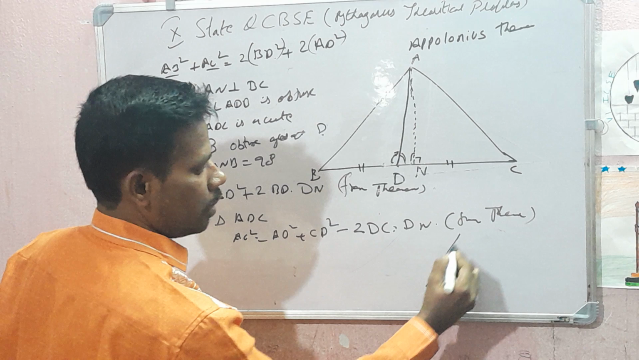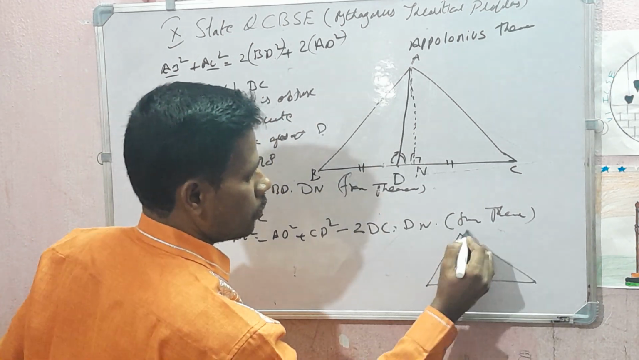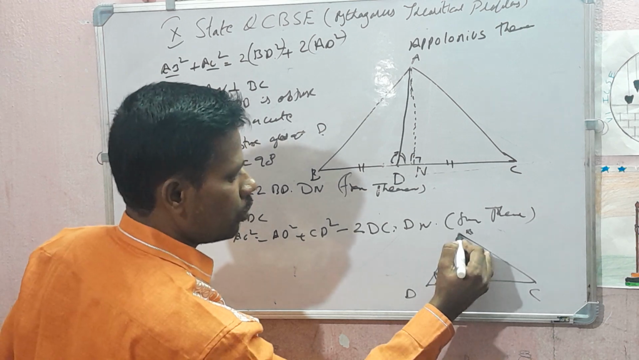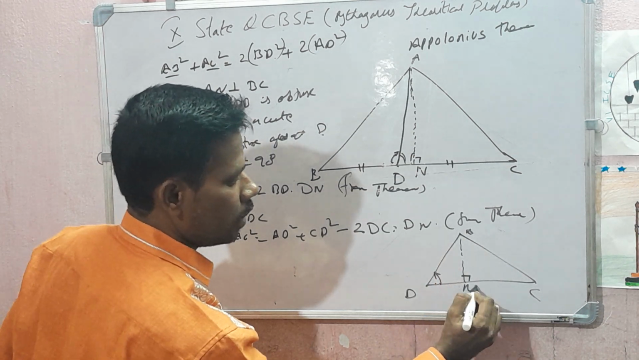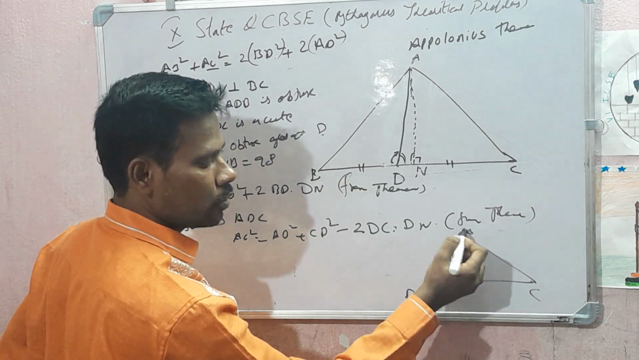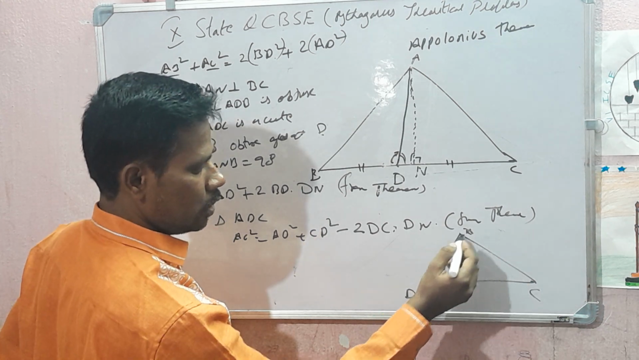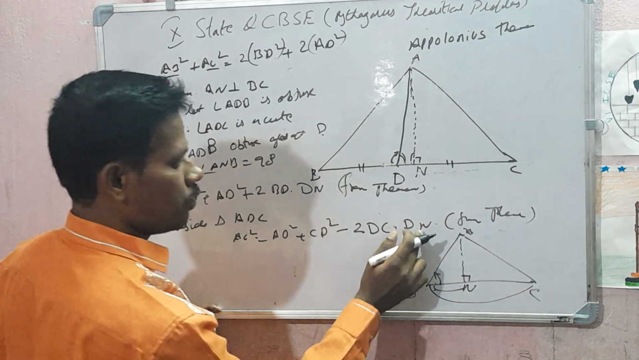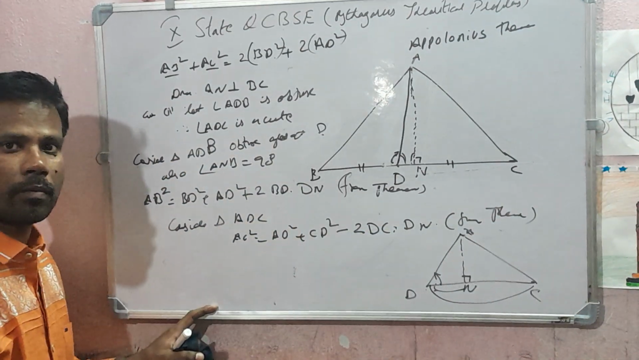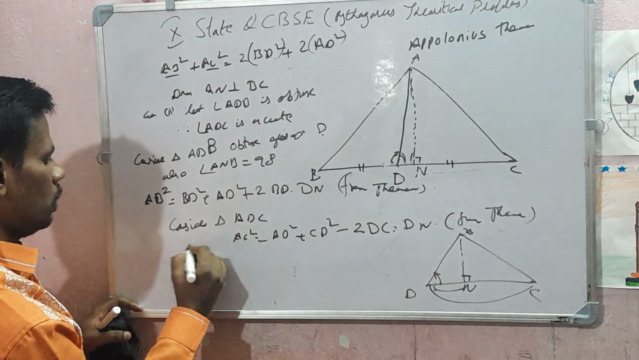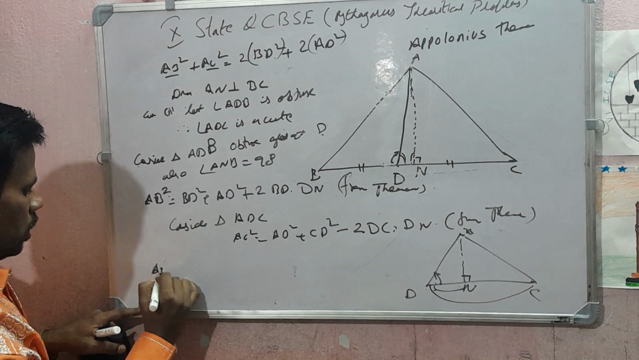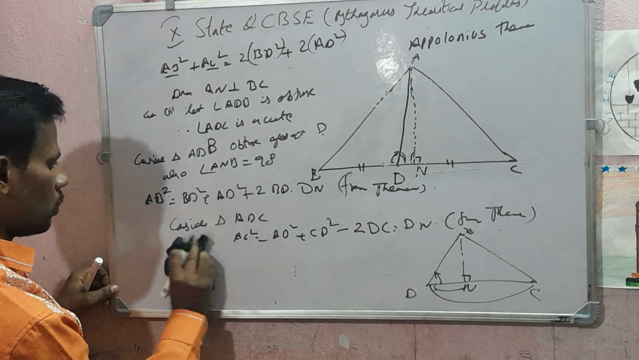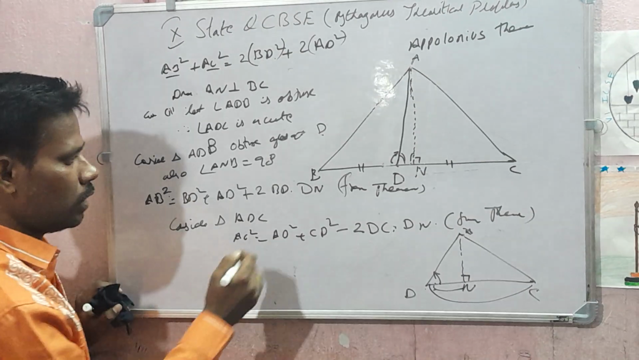Once again I will draw the diagram. ADC, and this is the acute angle. So this is 90 degrees. So square on the hypotenuse: AC square is equal to AD square plus DC square minus 2 times DC into DN. This is what we have put just now for problem number 2. Add these two, AB square plus AC square. Before adding this, one more thing I would like to say.